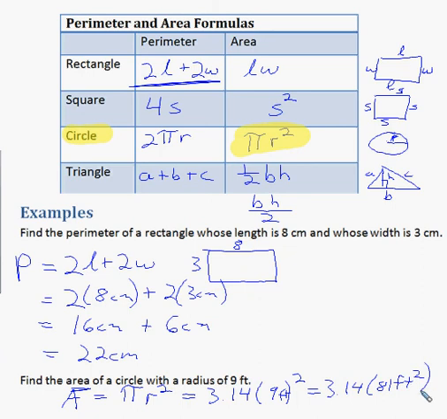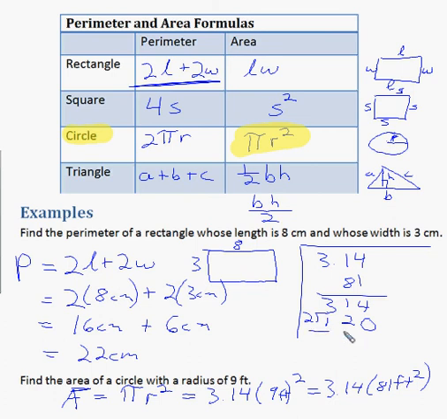And so we need to multiply that out. So we'll do that work up here. We have 3.14 times 81. And so we get 254.34 feet squared. And so that's using formulas.